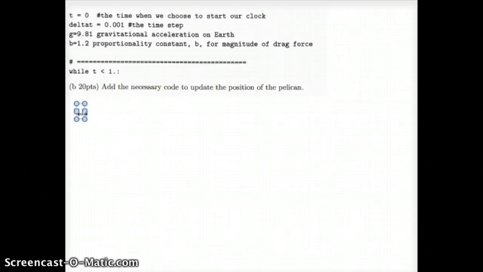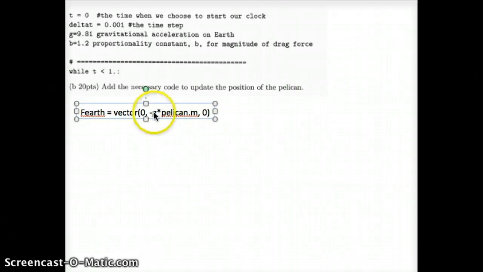Make sure that they're in vector format. So your force of the earth, let's say F earth, equals the vector, 0, negative g, being the gravitational acceleration on Earth that we already see right here, multiplied by the mass of the pelican, and this is what essentially gives you the weight, 0. You know that the weight is only moving in the y direction, so that's why the x and z components are going to be 0 in this case.